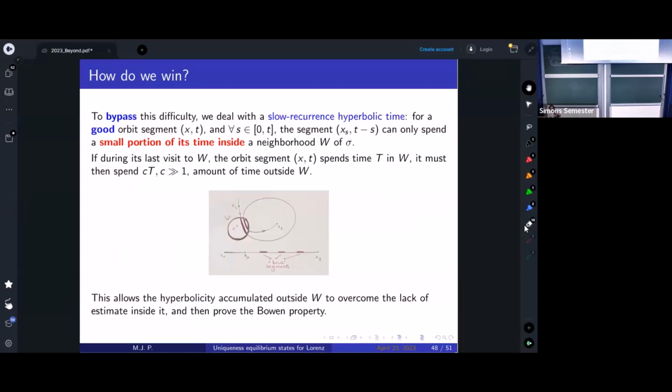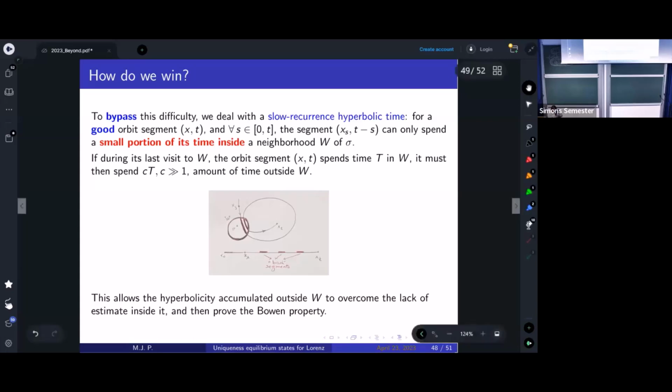We introduce another hyperbolic time that we call slow recurrence hyperbolic time. What does this mean? It's possible to prove that you have a hyperbolic time, like the Pliss lemma for hyperbolic times, such that you take a segment of orbit and you split it here. The red segment here means the time that this orbit passes through a neighborhood of the singularity. And it's slow recurrent if the time that you spend outside the neighborhood is much bigger than the total time that you pass nearby the singularity here.